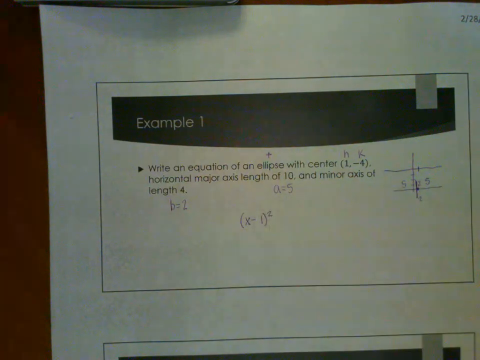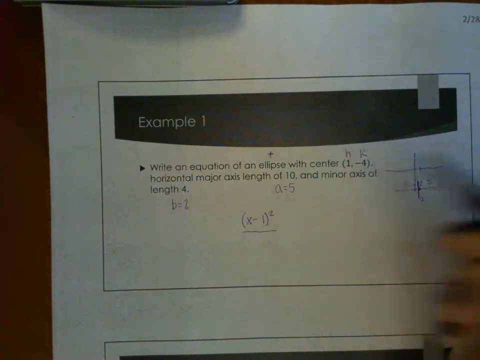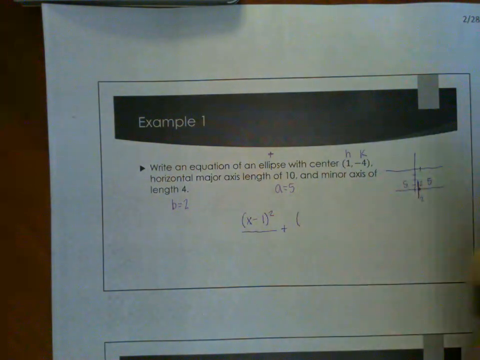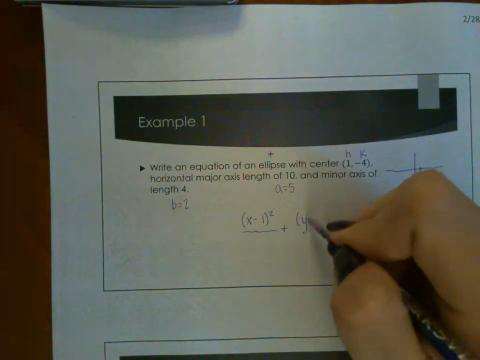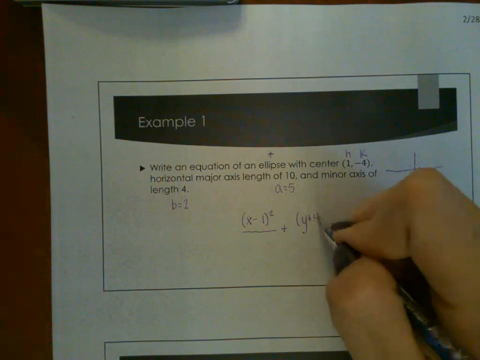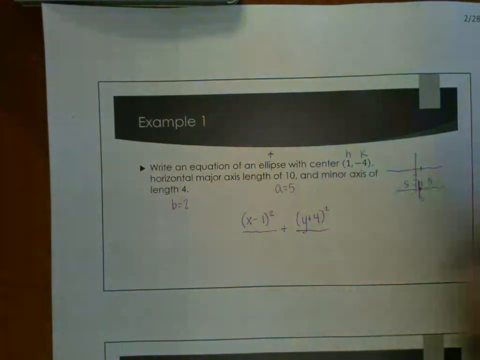And I don't want to forget to square it. That is very important. All over, we'll come back to the a squared, b squared, plus y minus k. In this case, since k is -4, I'm going to actually put plus 4, quantity squared, all over, and then equals 1.